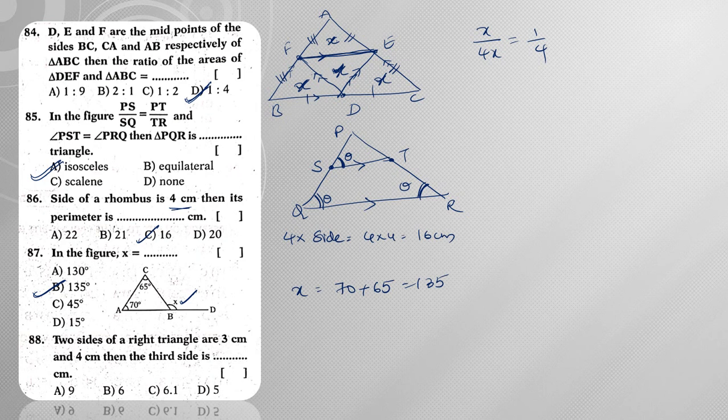Next, two sides of a triangle are 3 centimeters and 4 centimeters. So here the triangle is a right angled triangle. Then you can make use of the Pythagorean triplets 3, 4, 5. Already two sides are given as 3 and 4, then automatically the third side will be 5.